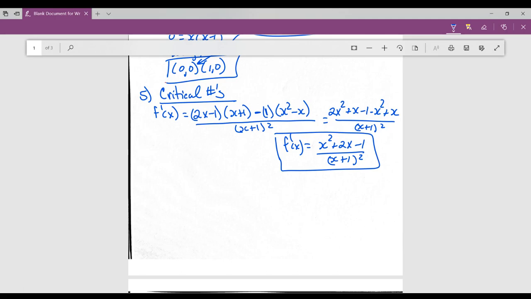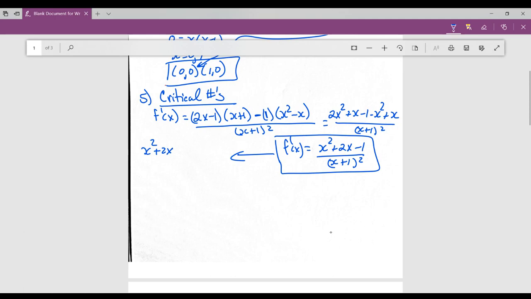Critical numbers are what make it equal to 0 or undefined. So here, zero or undefined. Nothing is going to make it undefined because it's always a number plus this and then squared. Actually, well, I'm an idiot. What am I talking about? x = -1. That's one of them. Wow. Sorry, people. x = -1 makes it undefined.